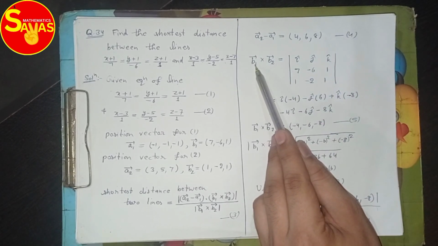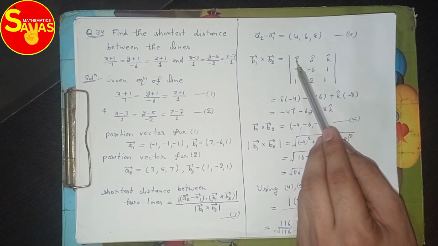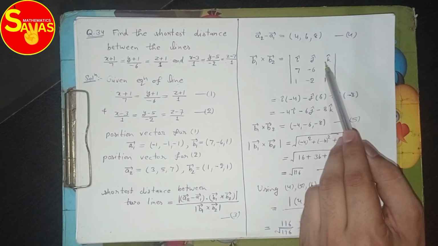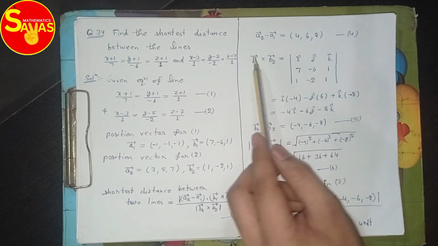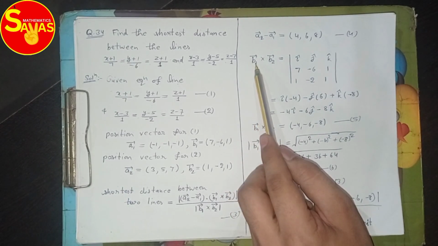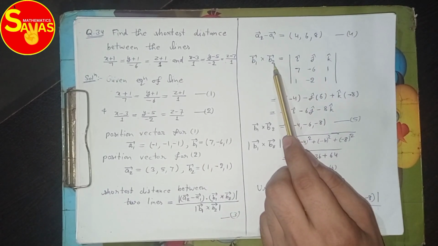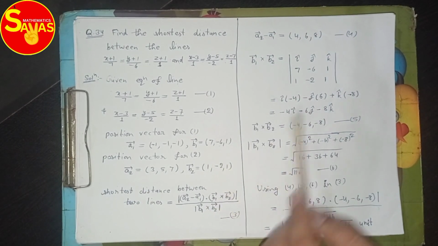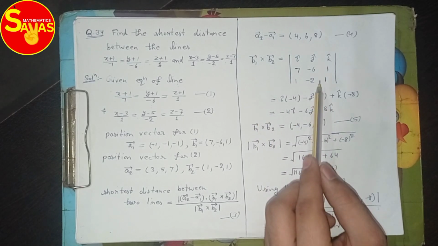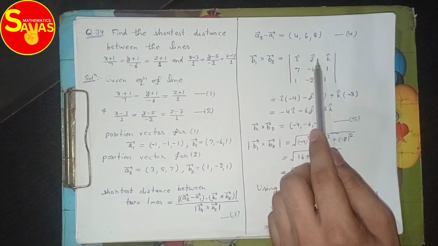Now we find B1 cross B2. So here write the determinant form, where i, j, k are the unit vectors along the X, Y, Z directions. First of all, write the coefficients of the vector B1. B1 vector coefficients are 7, minus 6, 1. Now the B2 vector is 1, minus 2 and 1. So now expand the determinant, by expanding along the first row.